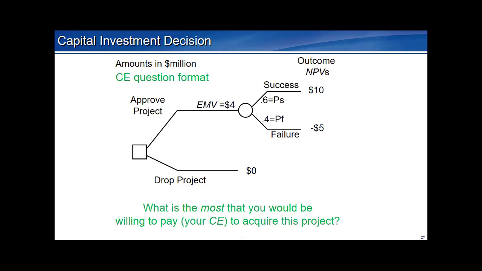Here we have a solved decision tree for an EMV decision maker. These outcome values are NPVs net of taxes. The EMV is positive, indicating that this is an economically attractive investment to a risk-neutral decision maker. The certain equivalent, CE, is the cash in hand value of this risk. CE is less than EMV for a risk-averse decision maker. What is the most you would be willing to pay to acquire this project? That amount is your certain equivalent. From your CE answer, UEP calculates R.